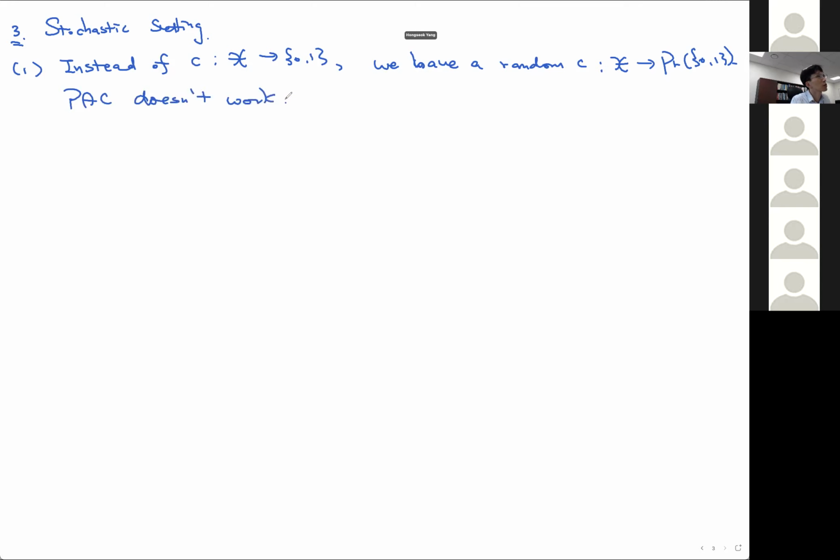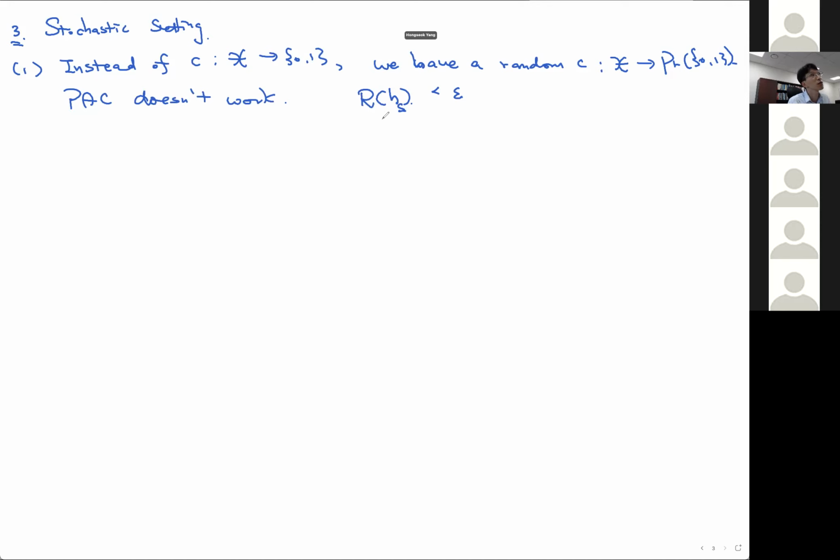That's because PAC really requires this risk. It requires us to find some hypothesis H based on the sample, such that its risk or generalization error becomes as small as possible. So if we want the error to be 0.01, PAC says all we need to do is just increase the number of samples. Then we can do it with high probability. So that's the setting where PAC can say anything.